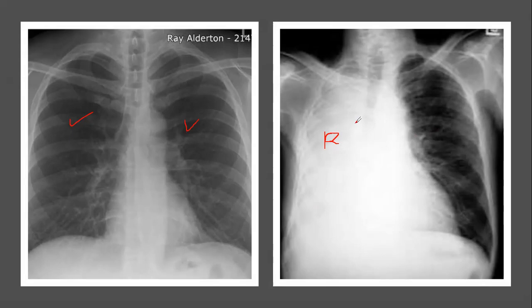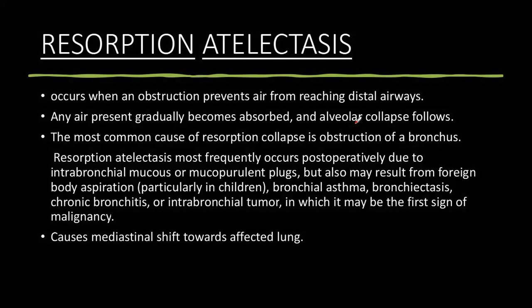Now, let's get into the forms of atelectasis, starting with resorption atelectasis. As the name suggests, there'll be an obstruction, an airway obstruction, and this obstruction will prevent air from reaching the distal airways. Due to that, air which was initially present in the airways will be absorbed and alveolar collapse will follow. The most common cause of this type of atelectasis is obstruction of the bronchus.